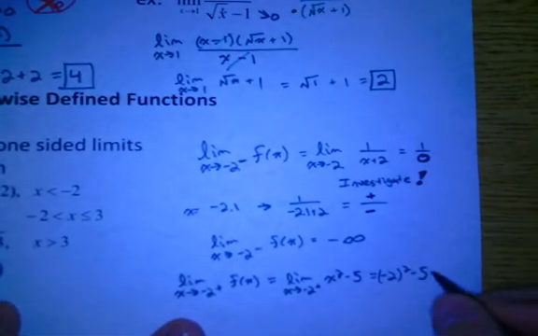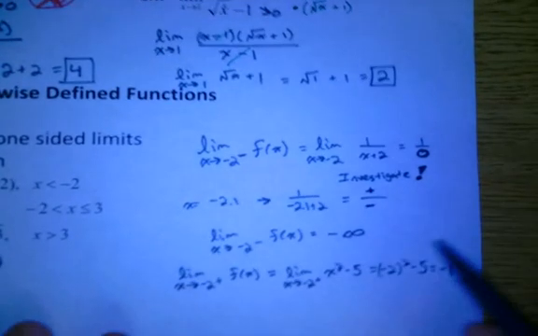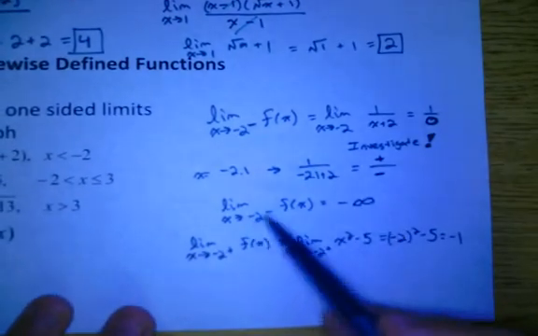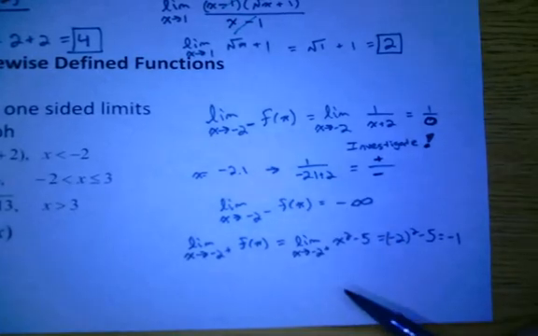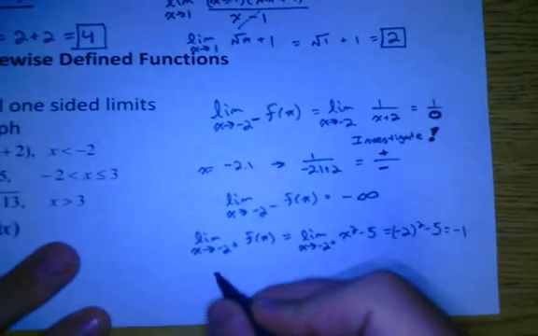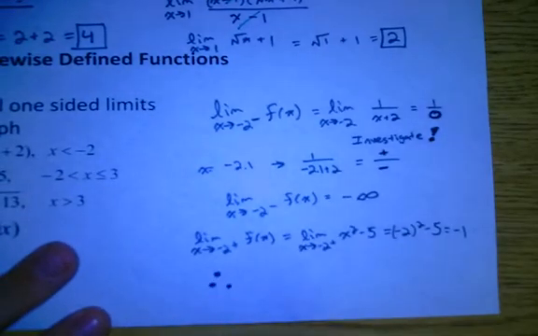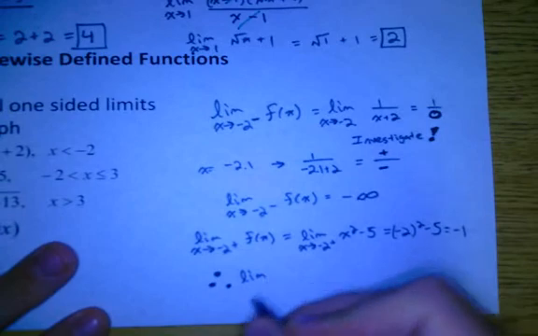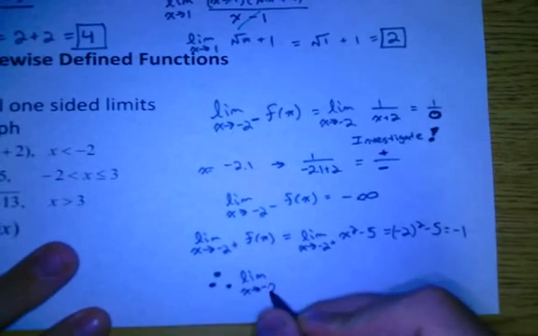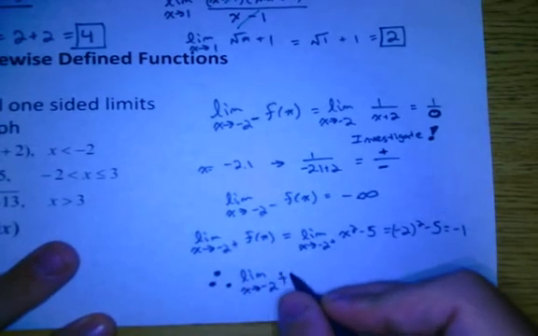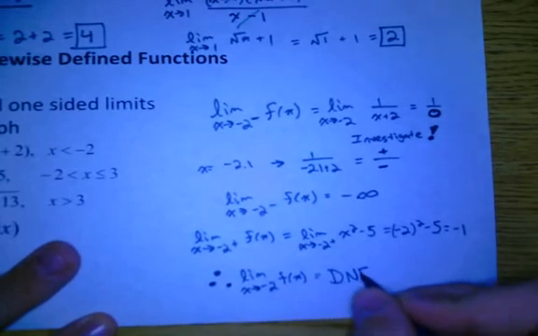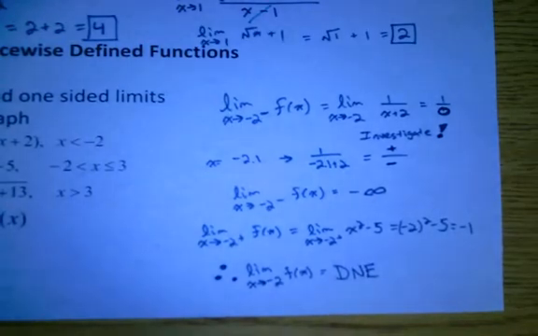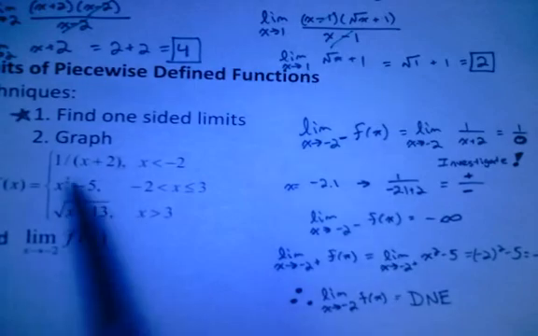These do not match, so the path from the left is negative infinity, path from the right is -1, so therefore the limit as x approaches -2 of this function does not exist. Again, you can graph it as well and look at it, and I'll leave that up to you for practice. And that concludes our video.